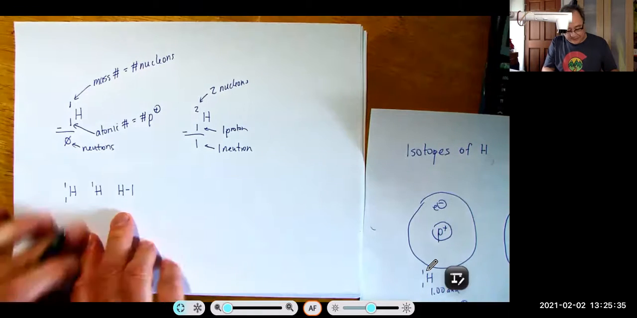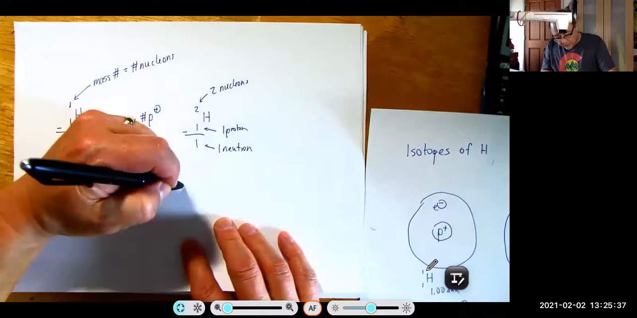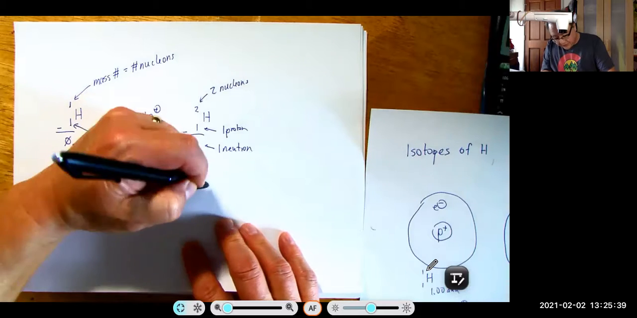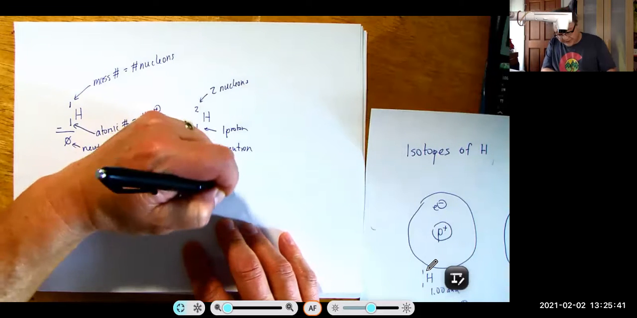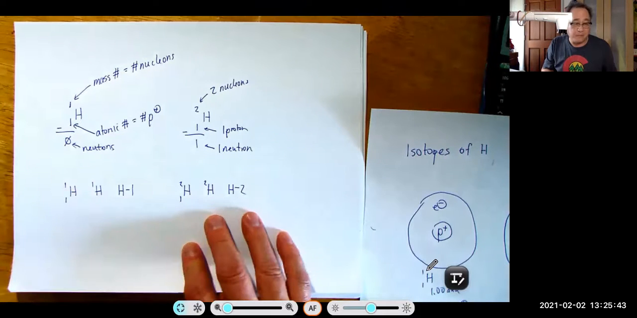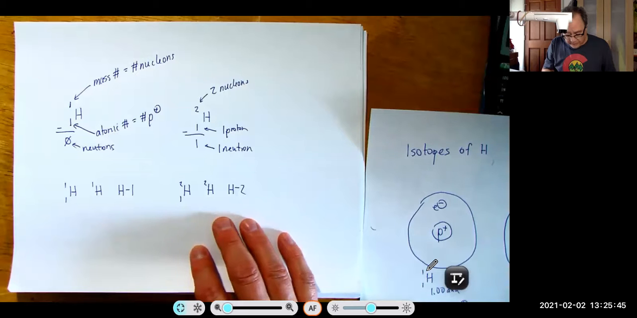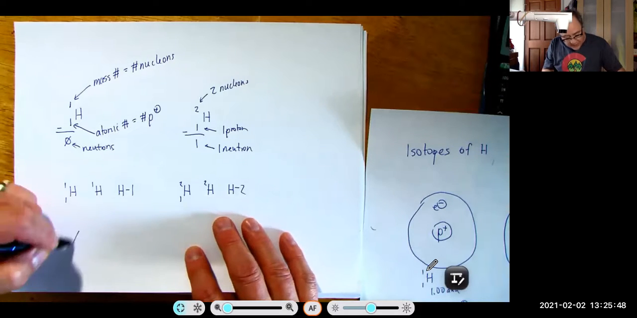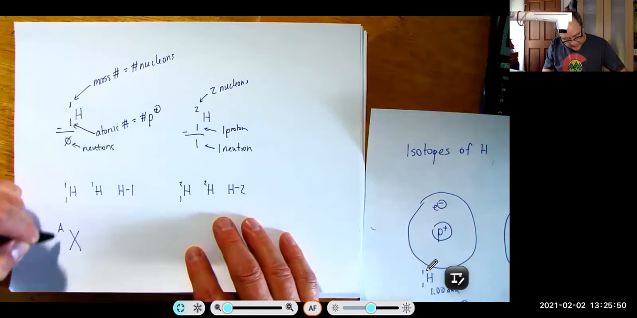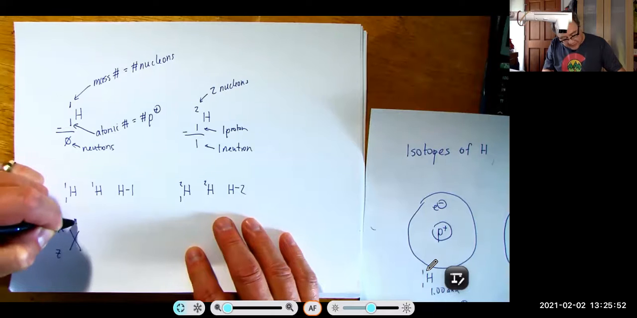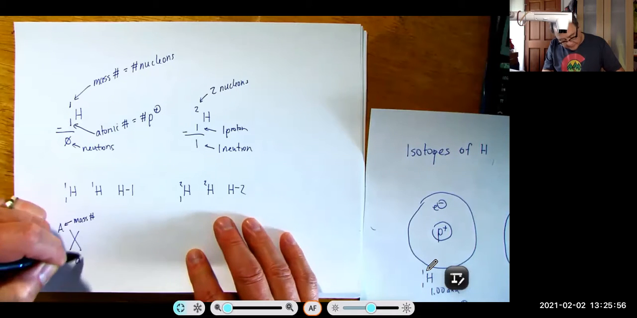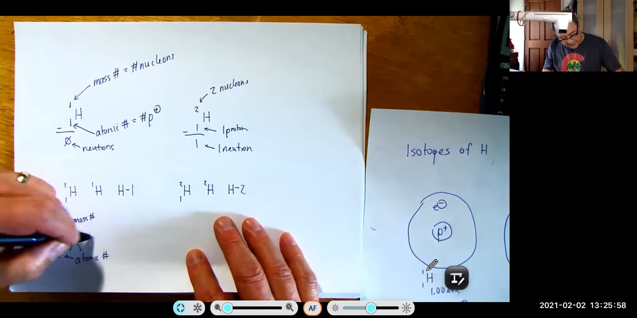They all mean the same thing. For this one, it would be this or this or this. Any of these 3 are fine. And in general, when we write it this way, that's the mass number. That's the atomic number. And that's the symbol of the element.